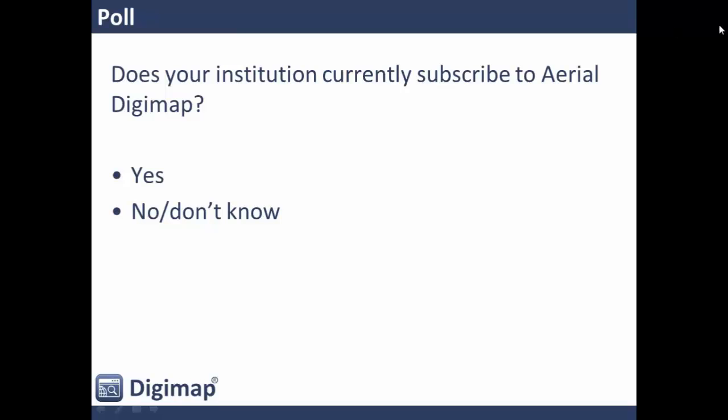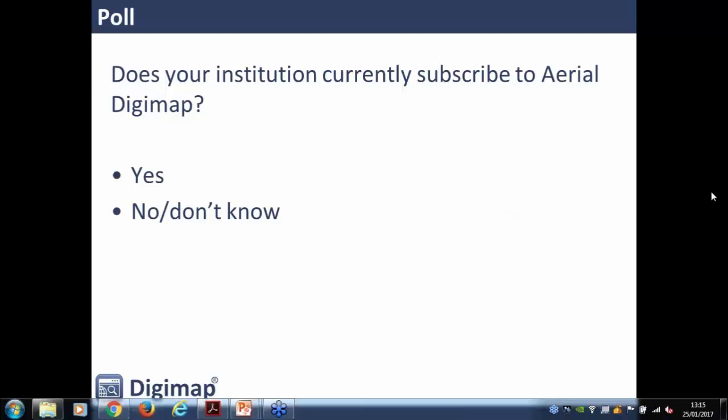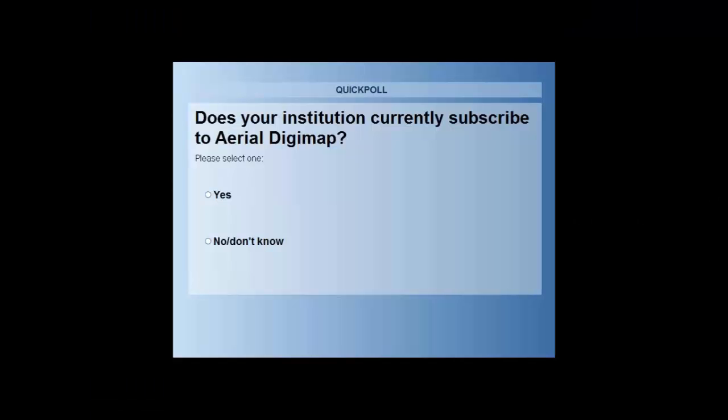Just before we start the second part, which is a demonstration of the aerial roam and aerial download services, we're just going to run a quick poll, because again, it would be really useful for us to know if the people attending are from an institution that currently subscribes, or if you're not currently subscribed to Aerial Digimap. So again, if you could just answer that poll very quickly, we'll just run it for a few more seconds to get as many answers as we can. Again, it's just really helpful for us to know the audience that we've got attending this webinar today.